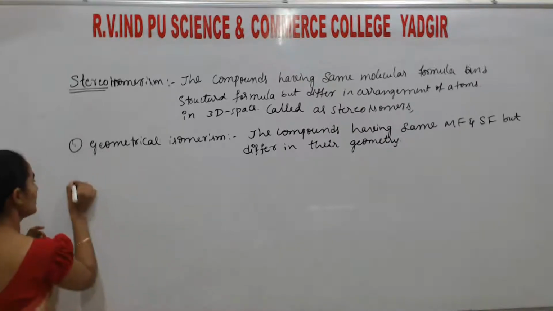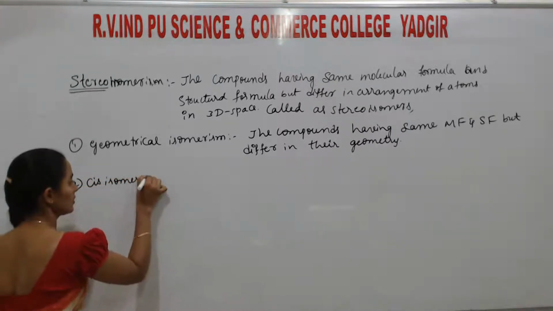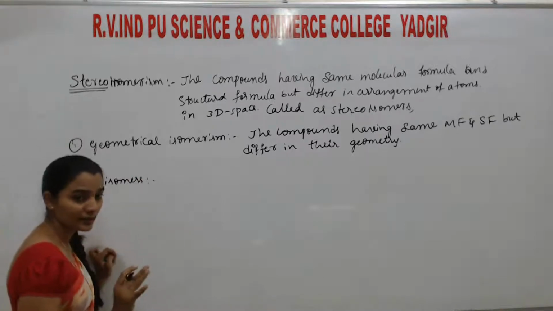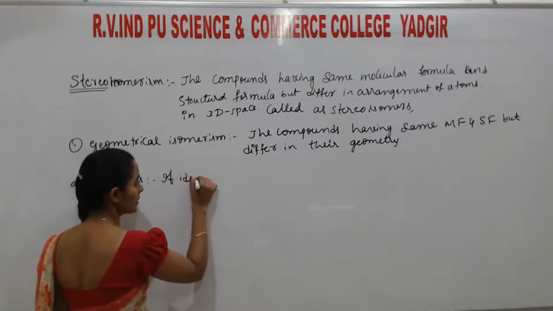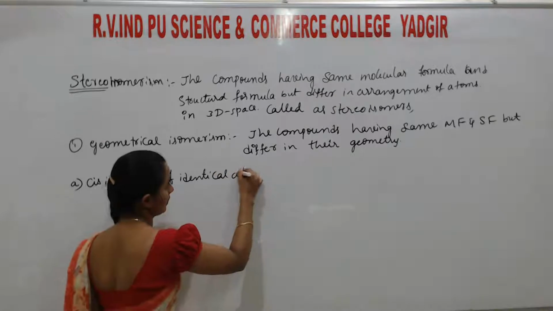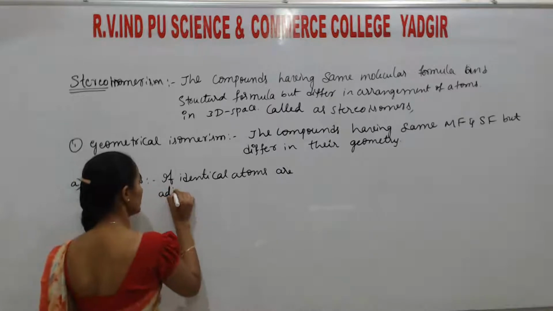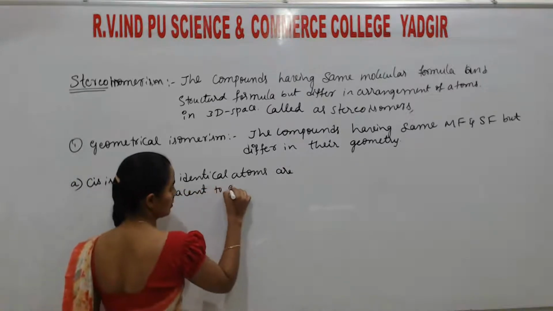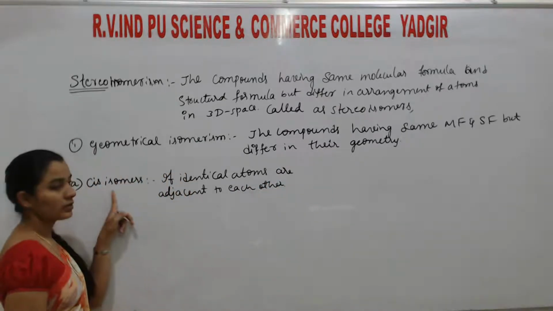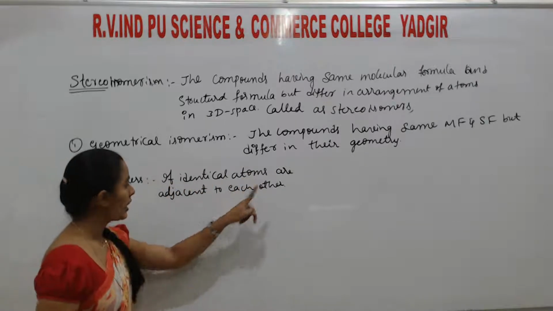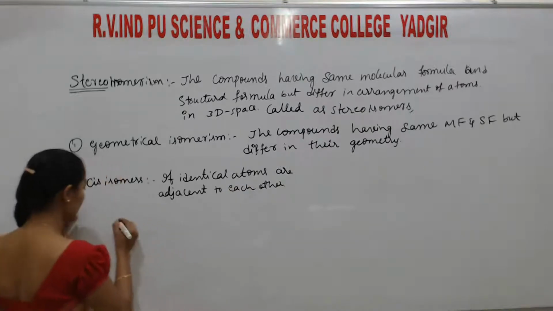In this, again two types are there. One is cis isomers. There is no cis isomerism, simply cis isomers. It means if identical atoms are adjacent to each other, then they are said to be cis isomers. Listen and take the example here.